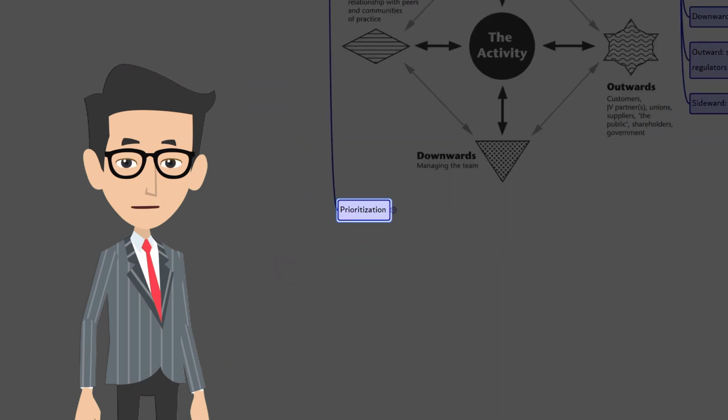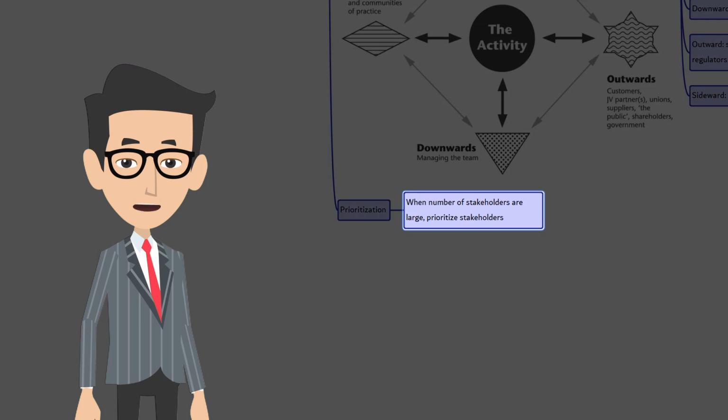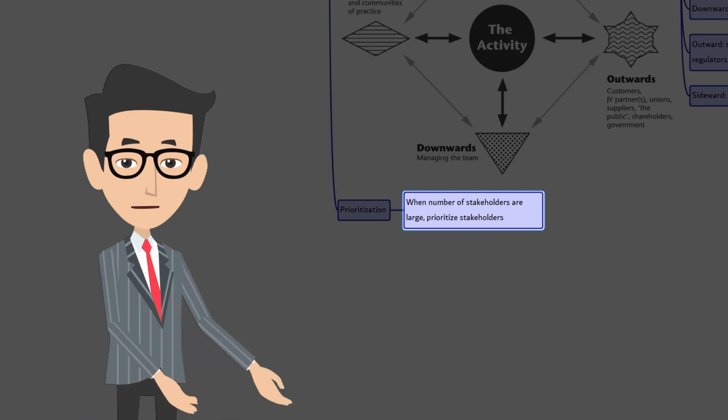The next one is prioritization. In large projects, there will be a large number of stakeholders, and prioritizing stakeholders may be necessary. Also, prioritization may be necessary when the stakeholder community is changing frequently, relationships between stakeholders change frequently, and the relationships between the stakeholders are complex.